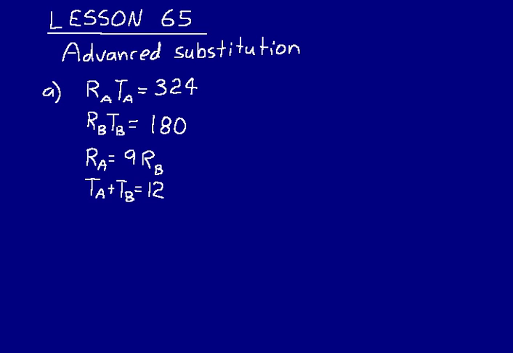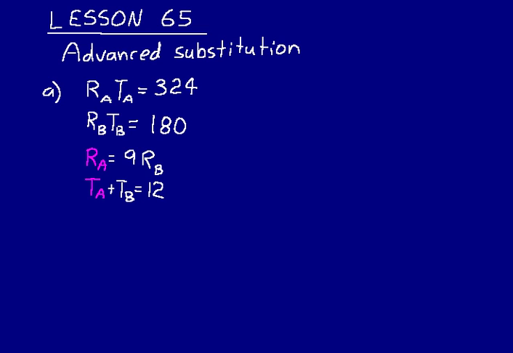So let's just think about what we have here. Look at what I have highlighted there. That RA equals 9RB. We could substitute 9RB in for the RA equation at the top. And then the bottom equation, we could solve that for TA, and we'd have it in terms of TB. And so we'd end up with one equation that was in terms of RB and TB, and then we also have another one in terms of RB and TB, so we might be able to simplify that.